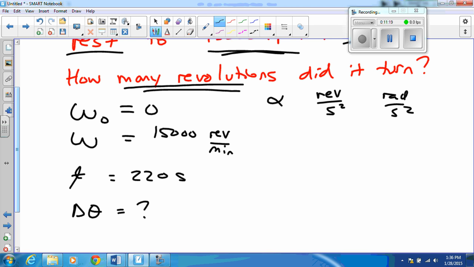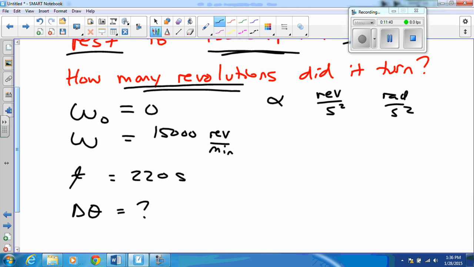Okay? And how do you convert between them? Well, keep in mind what 1 full circle is. 1 full circle is a complete revolution. It is also 360 degrees, and it is also 2 pi radians. Okay. And that gives you your conversion.